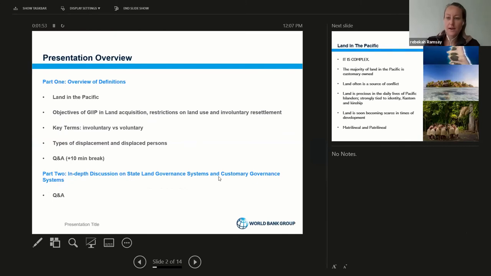So as you're putting some comments into the chat bar, just to do a quick overview of how we're going to use the session. We thought we'd do two parts to our session today. The first one, we thought we'd take the first hour to look at some of the definitions when we're looking at this standard on land use. Let's make sure that we're all on the same page about what we're talking about when we're talking about involuntary resettlement or displacement and who is a displaced person.